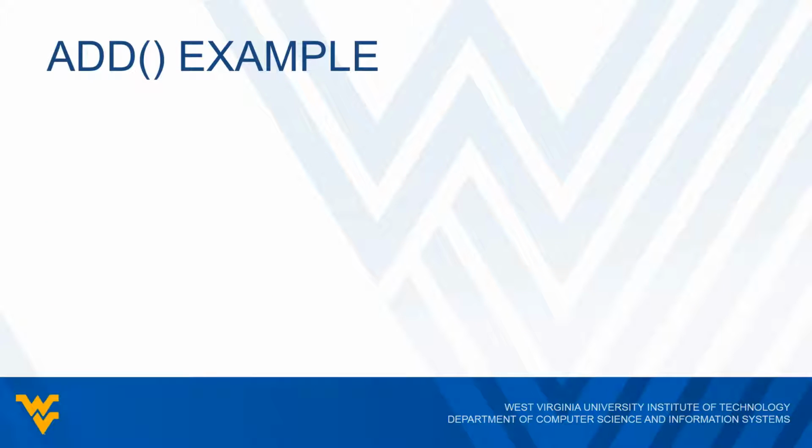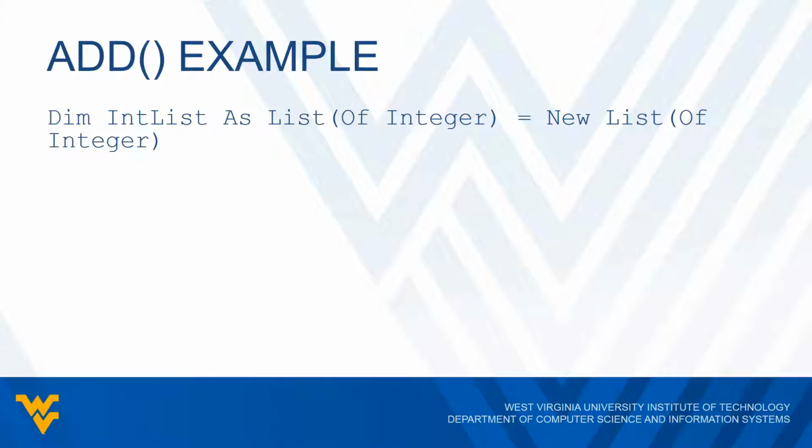Let's take a look at an example of using the add method. So we first will create our list of integers. So we have dim int list as list of integer equals new list of integer. So we have our list of integers. Here we have a couple lines that allow us to add values to this list. So the way we do this is we would have to have the name of our list, a dot, and then add, and then in parentheses the values that we want to add. So the first line is adding the number 5 to our list, and then the second line is going to add 7 to our list.